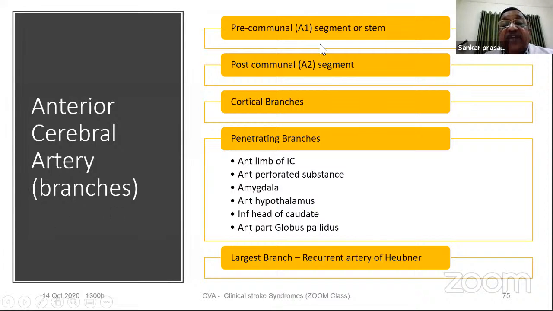And that brings us to the second, the anterior cerebral artery. The branches of the anterior cerebral artery are the A1 segment, communal, post-communal A2, cortical branches, and penetrating branches: anterior limb of internal capsule, anterior perforated substance, amygdala, anterior hypothalamus, inferior head of the caudate, anterior part of the globus pallidus. The recurrent artery of Heubner is the largest branch, which supplies the caudate nucleus.